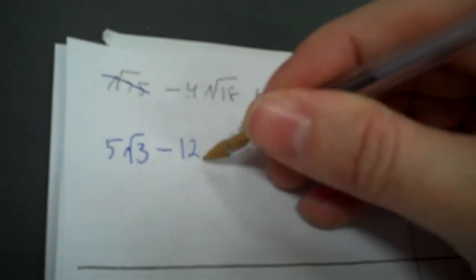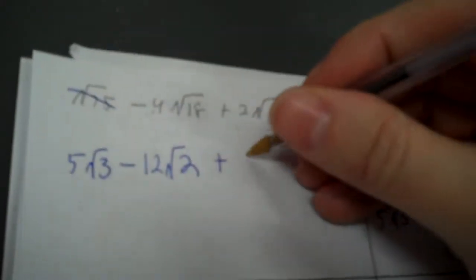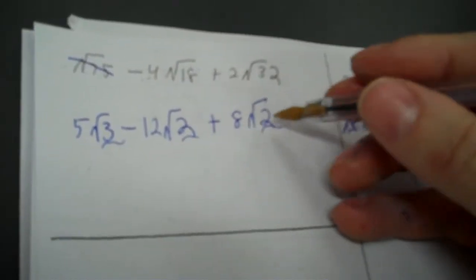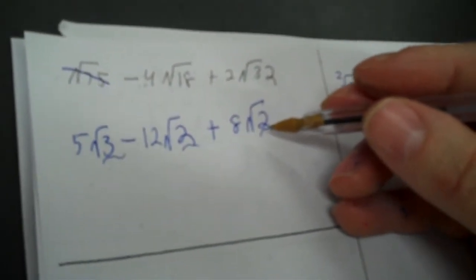So now rewrite those. This turned into 5 with a square root of 3. Minus, and then this turned into 12 with a square root of 2. Plus, this turned into 8 with a square root of 2. Now look under the radicals. Are they all the same? No, they're not. Two of them are the same, so we're going to add those two, okay? Actually, the one that's different from the others, just drop him, okay?